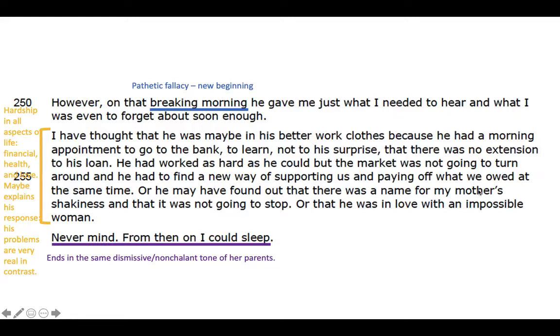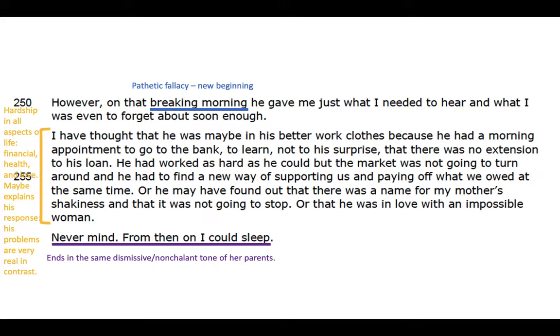Now, there's two readings of that. You could read that as his wife, her mother, is very difficult, or that he's in love with another woman. But the point is that he has hardship in all aspects of his life: financial, health, and love. And it might explain his response, because his problems are very real in contrast to hers. Hers is really an imaginary thought of something that she could do. And so could that explain how dismissive he could be, because he was going through so much at the time that in comparison he was just thinking, geez, I wish that was my only worry. It's just one way of looking at it, but that's kind of the way I read it, that in hindsight she realizes that he had much more on his plate than she did.